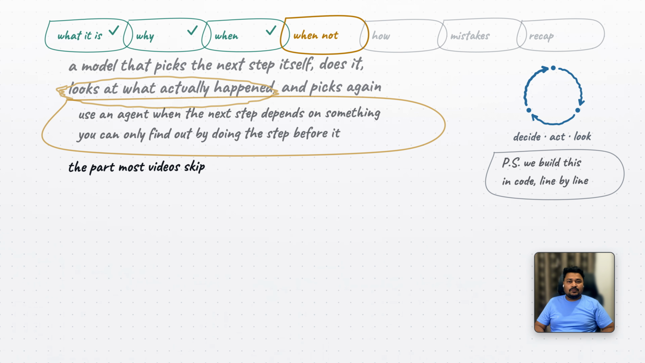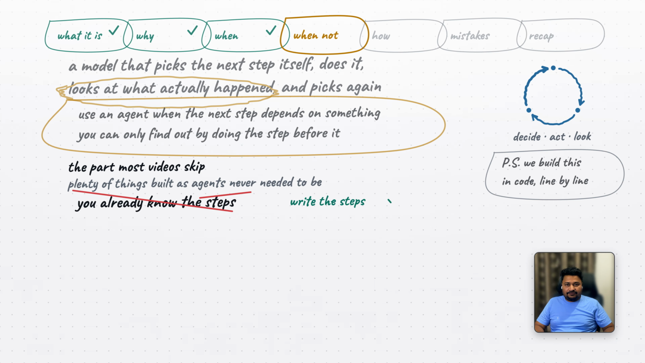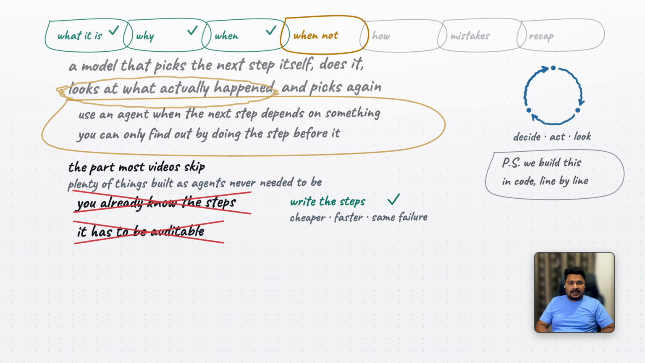Now the part most videos skip and the one people get wrong. Plenty of things built as agents never needed to be. If you already know the steps, write the steps. A workflow is cheaper, faster, and it fails the same way every time, which you will appreciate at 2 in the morning. Three more of these: the same applies if it has to be auditable, money moving, compliance, anything somebody has to sign off.